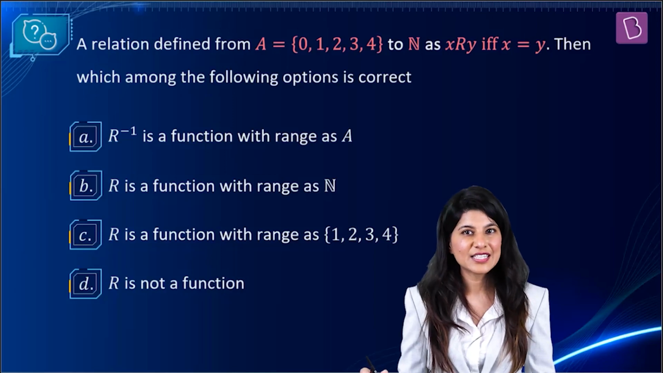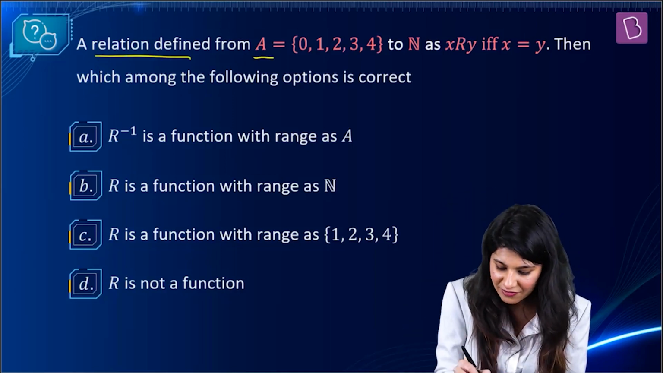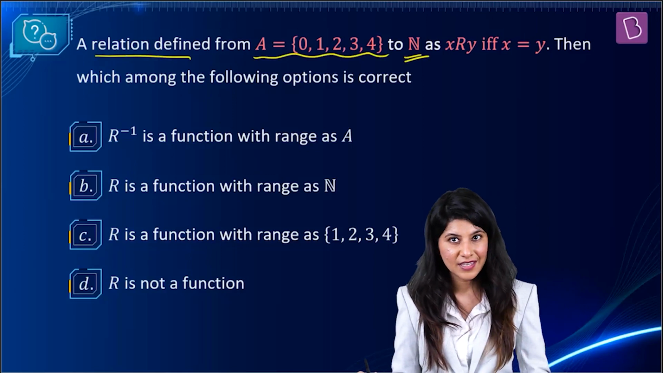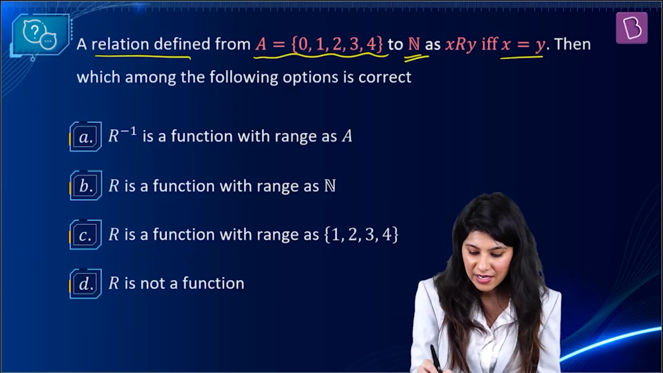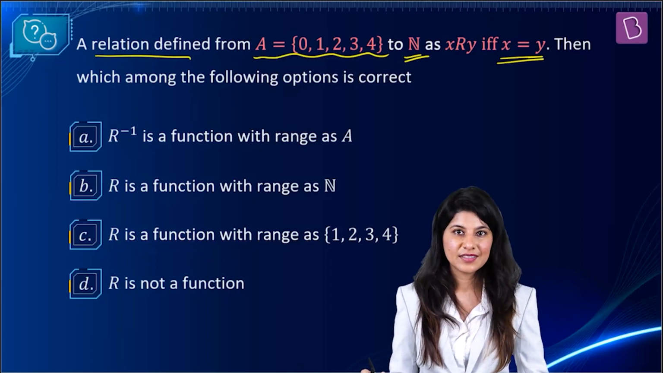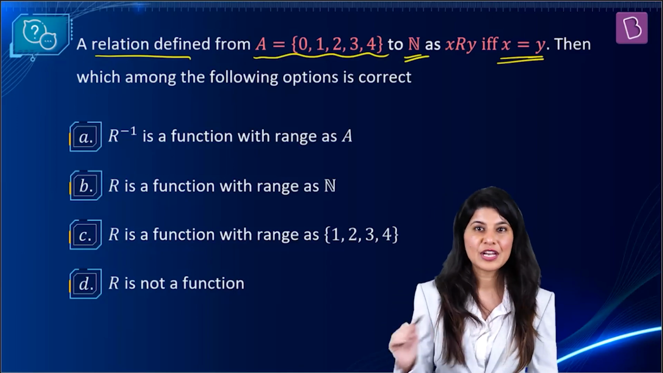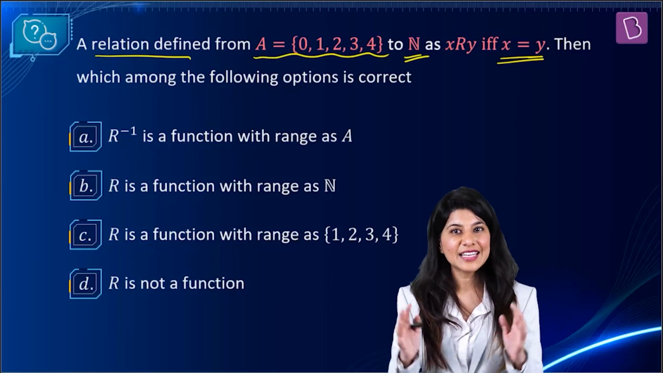Let us have a look at this question. We have a relation which is defined from set A to N, where ordered pairs (x, y) will sit inside relation R if and only if x = y. Then we need to figure out which among the following options are correct.